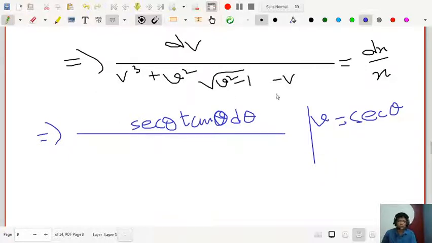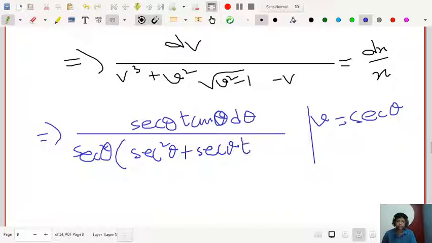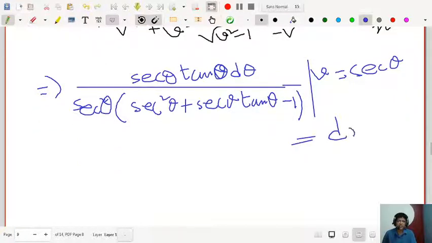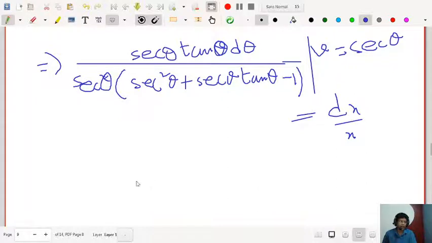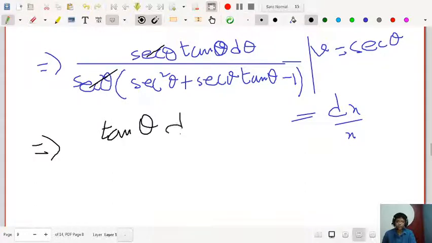Divided by your v, which is your sec cube, so one sec is common here. You can take common one sec, and that is sec square theta plus sec theta tan theta minus 1, right? And this side you have dx by x, right? And if you simplify, sec theta got cancelled, and you are left with tan theta d theta.